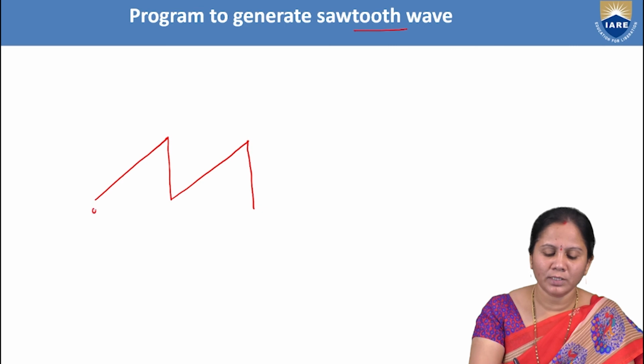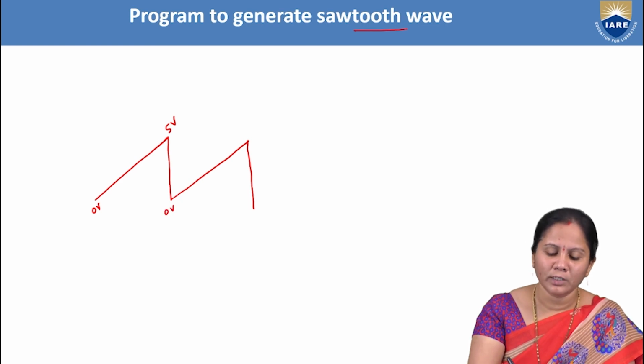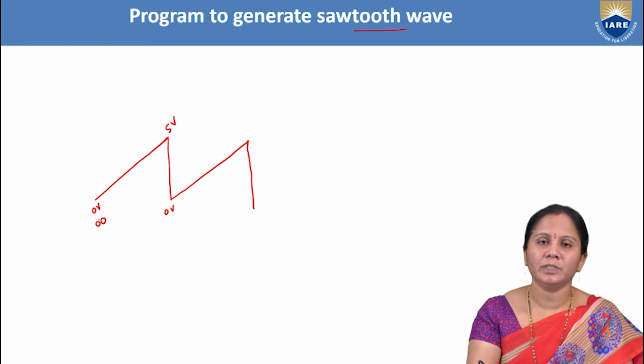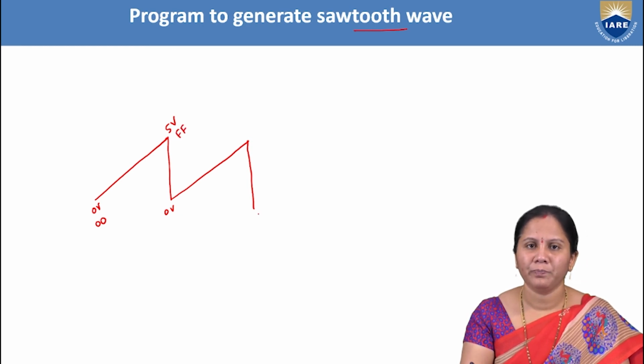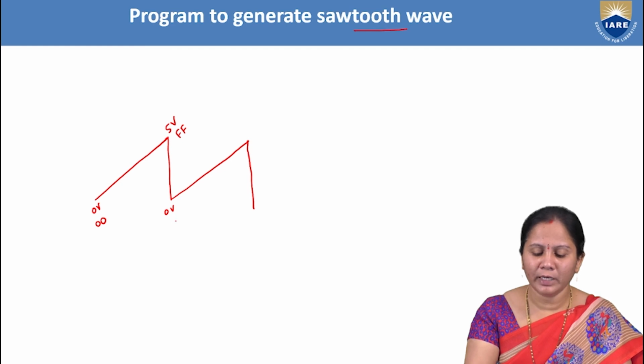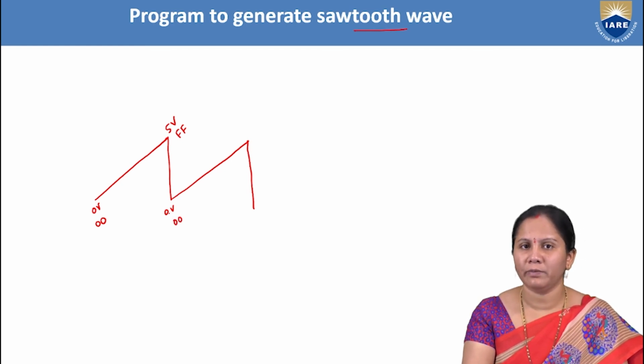Okay. So here this is 0 volts and here it is 5 volts. And suddenly it will be reducing to 0 volts. Okay. So here 0 volts will be represented with 00 and 5 volts will be with FF. And from FF, again it has to reach 00 suddenly, not like a triangular wave.